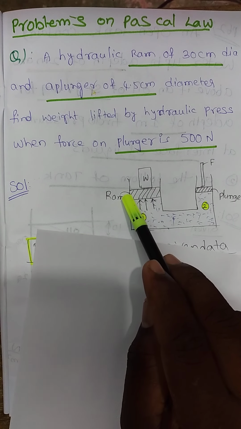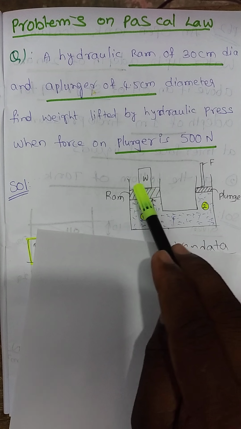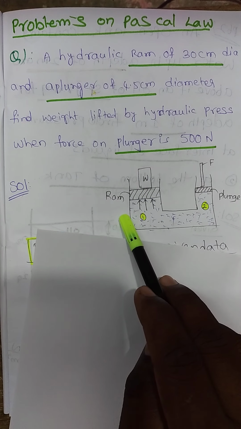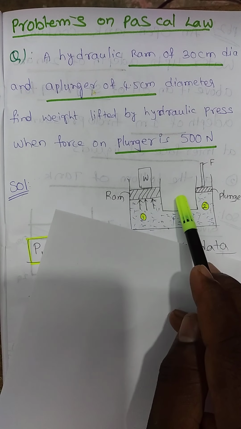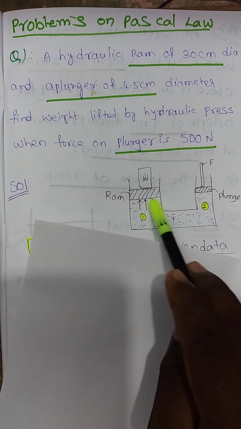Again I will repeat once, Pascal's law clearly says the pressure in the x direction, y direction and z direction is equal. See here, if you observe, the pressure at the second instant and the pressure at the first instant are equal.